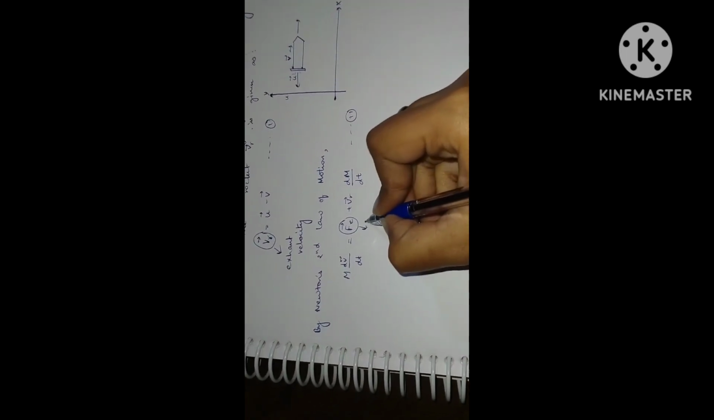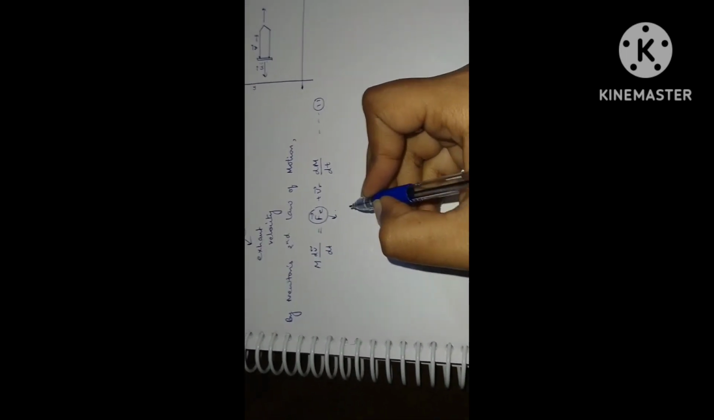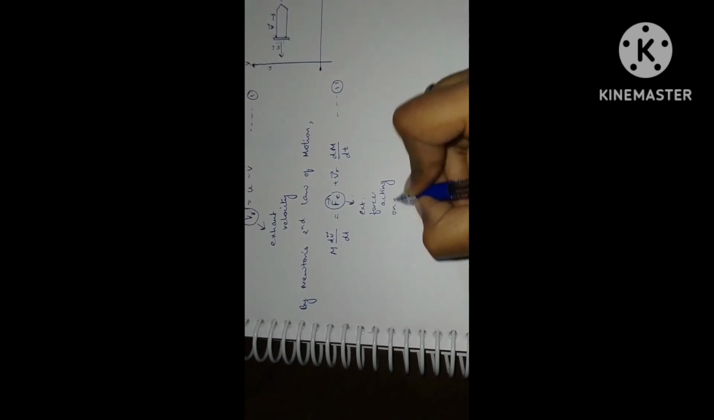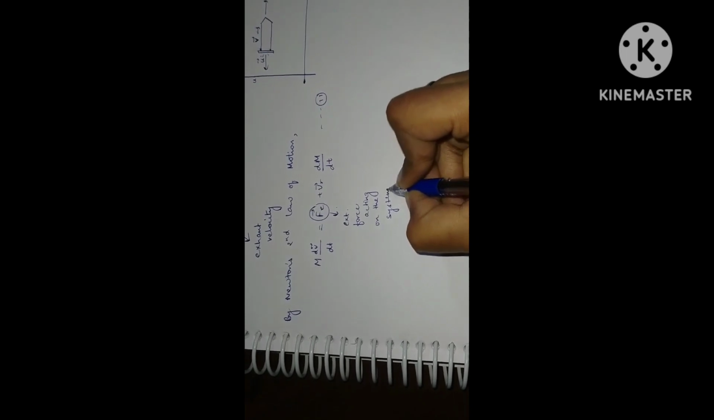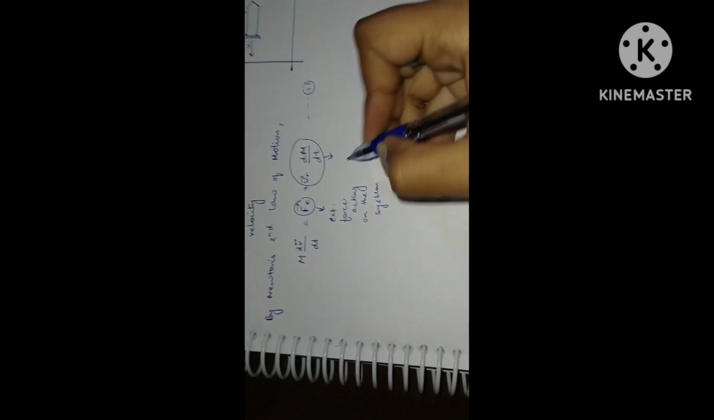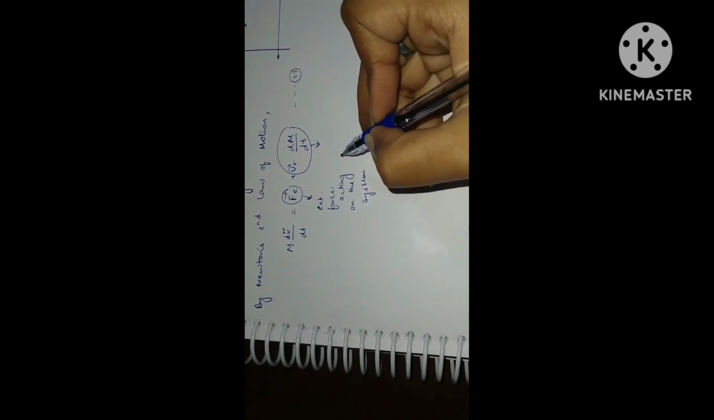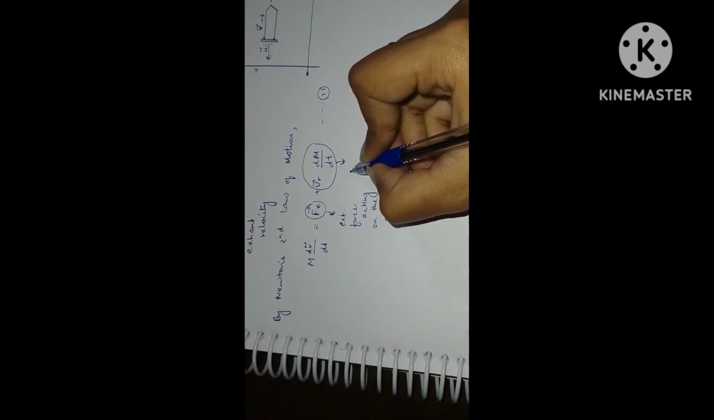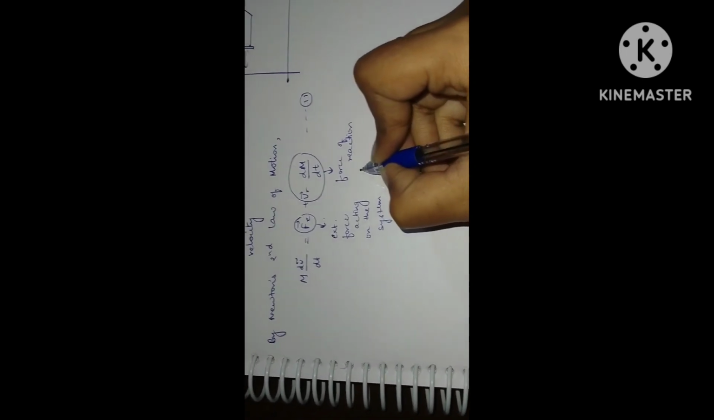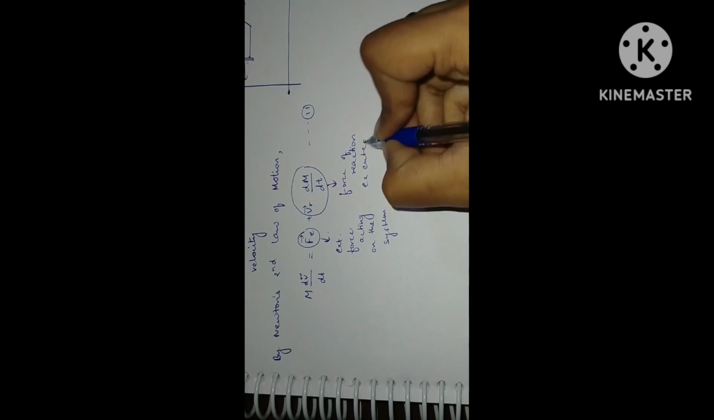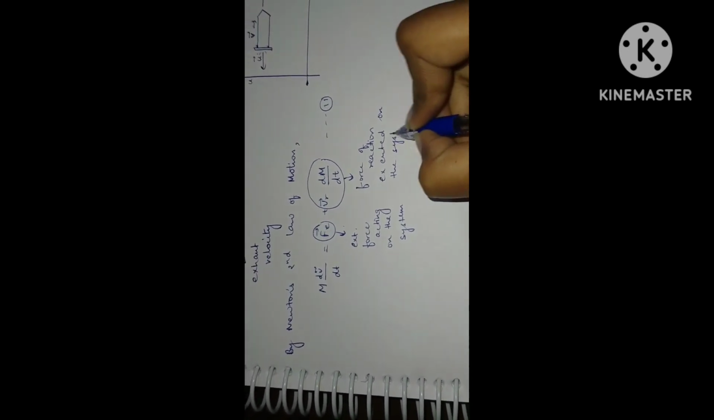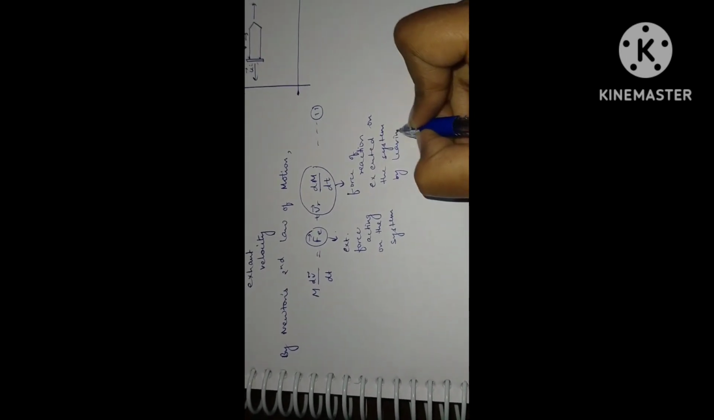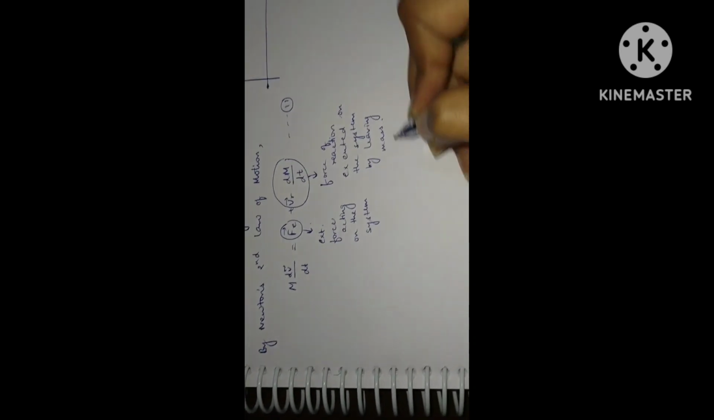Now here, Fe is the external force acting on the system, and Vr dm by dt is the force of reaction exerted on the system by the leaving mass.